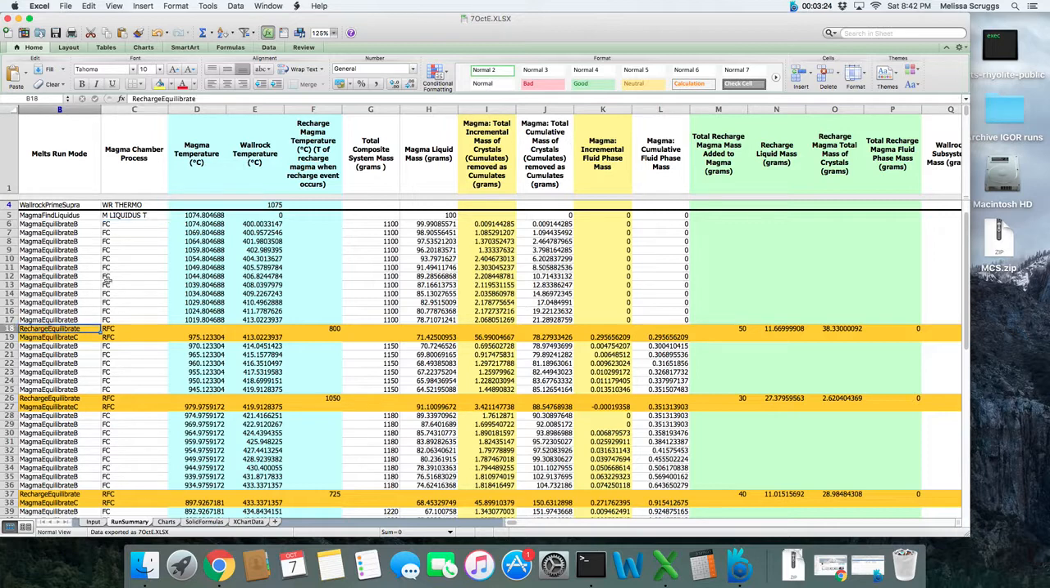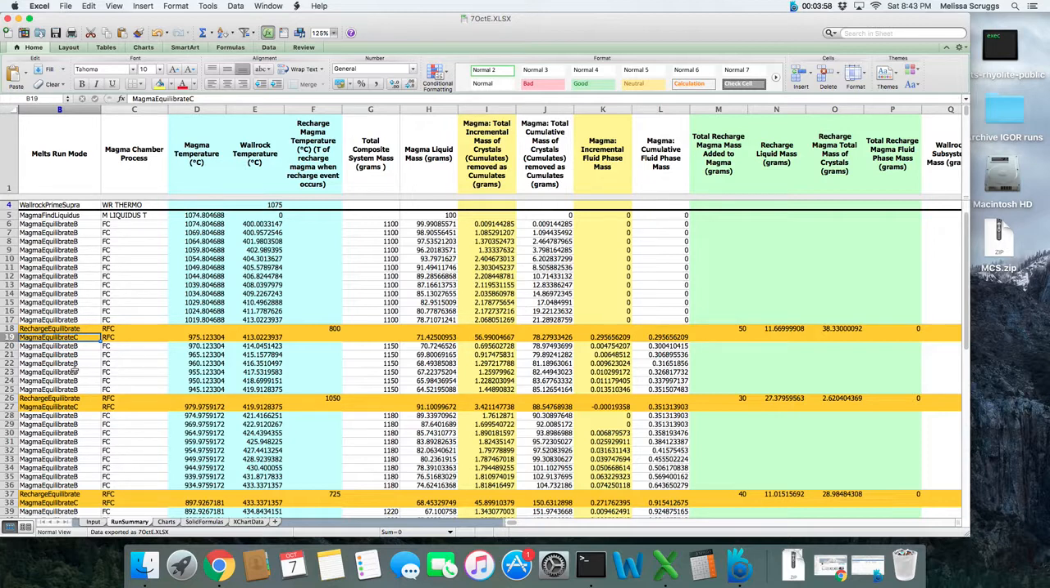If we come down to row 18, we'll see recharge equilibrate. And this tells us there's a recharge event going on here. Everything in this line is the condition of the recharge magma at the time of recharge. So what is the temperature of the recharge magma? How much mass is added? Of that recharge magma, how crystalline is it? What is the percent liquid? What is the percent crystallinity? Is there exsolved fluid?